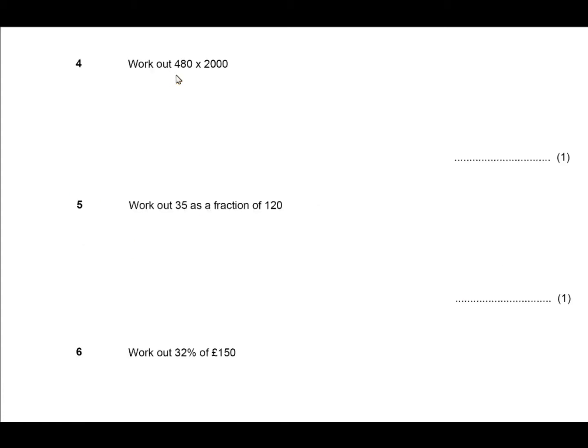Question 4. Work out 480 times 2000. So let's ignore the zeros and do 48 times 2, which we know is 96. Then all we need to do is put the zeros that we ignored. So there's 1 there, and there's 3 here. So it gives us 9, 6, and 4 zeros. So 960,000 if you want to put the comma in.